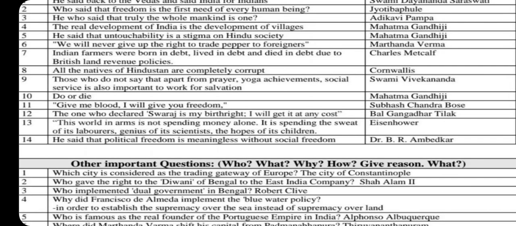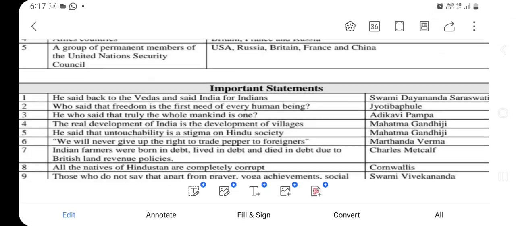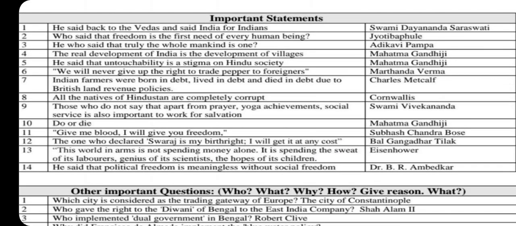Next, "Give me blood, and I will give you freedom" was said by Subhas Chandra Bose. And the one who declared "Swaraj is my birthright, and I will have it at any cost" was Bal Gangadhar Tilak. "This arms race is not spending money alone. It is spending the sweat of the laborers, the genius of the scientists, the hopes of the children." Eisenhower said this. Next, "Political freedom is meaningless without social freedom," said Dr. B.R. Ambedkar. These are important statements for 1 mark questions, or you can utilize these statements while writing, for example, on land policies. Bal Gangadhar Tilak is important.